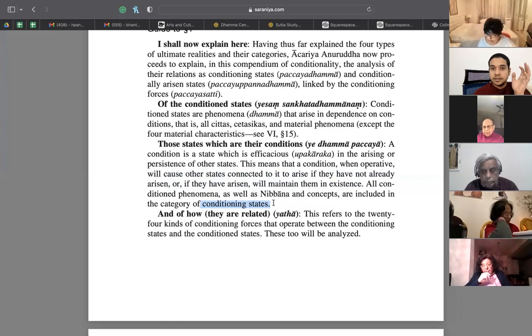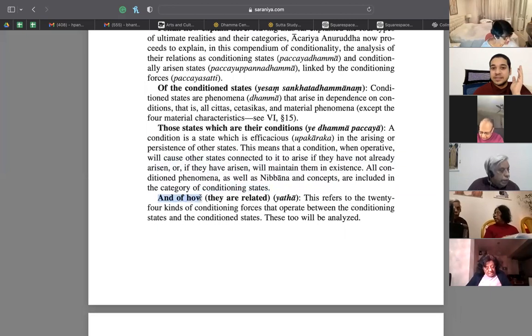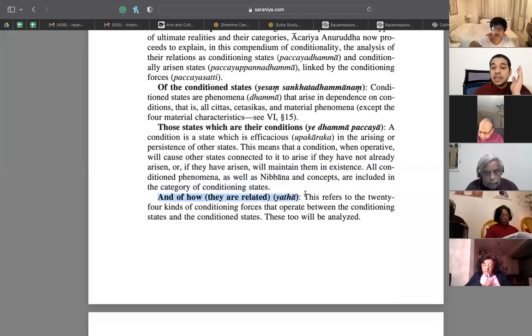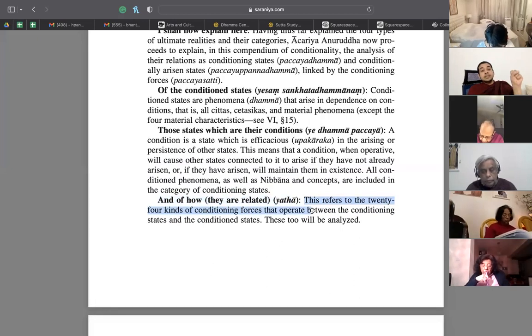Is that clear, everyone? Right? We will be going through this with examples as we move along the 24 paccayas. So don't you worry. Of how they are related, this refers to the 24 kinds of conditioning forces that operate between the conditioning states and the conditioned states. These two will be analyzed. Do you understand?